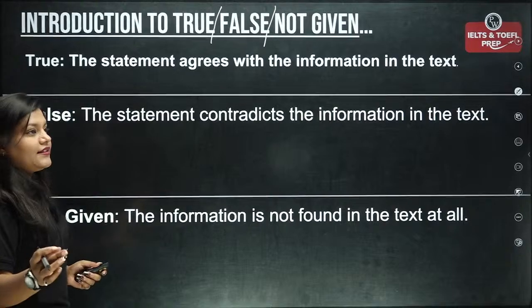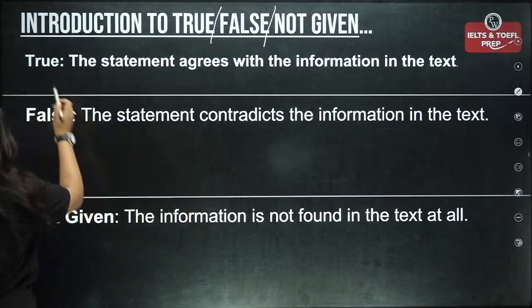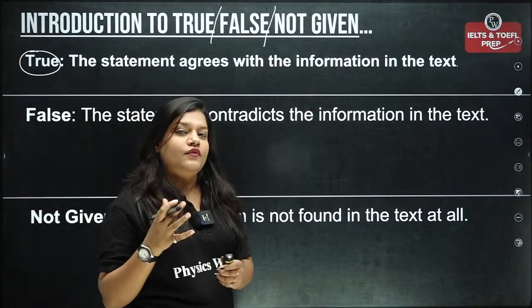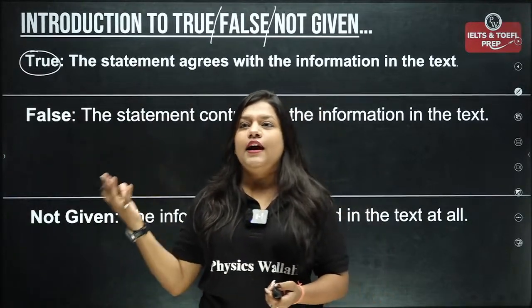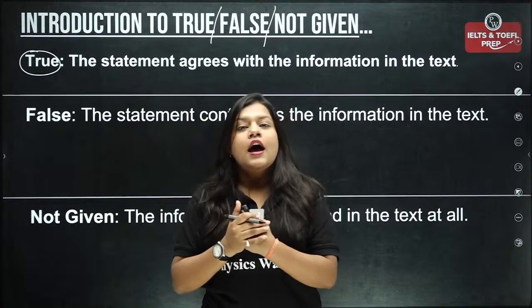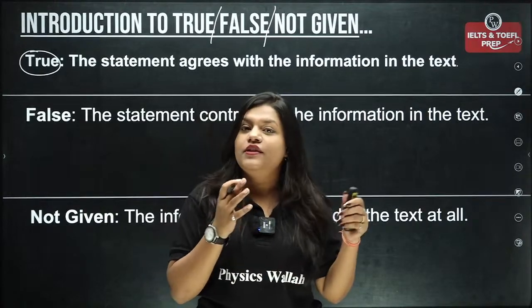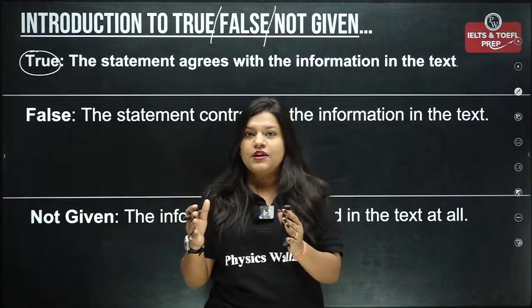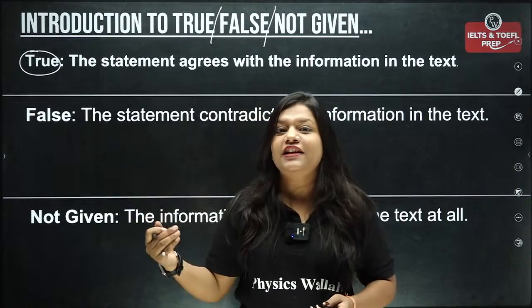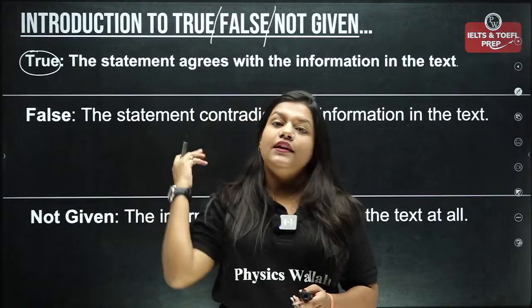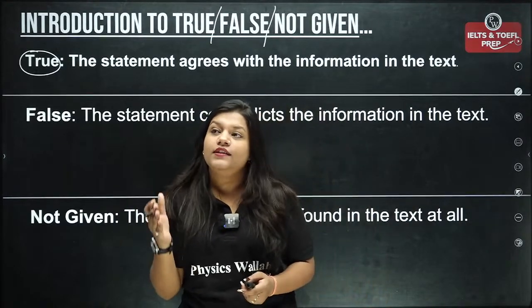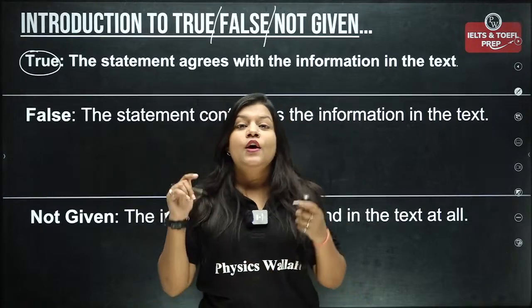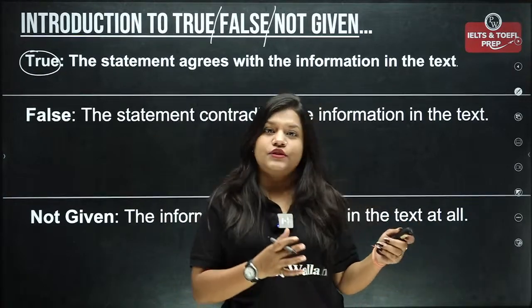Now let's get started. Very first is we've got true over here. We have three options available that we can mark in our question. Let me just get it straight. There's going to be your passage, and then there is going to be a question. In that question there are going to be multiple statements. You have to read the statement and tell whether the statement is true, false, or not given with respect to the passage. Got it?